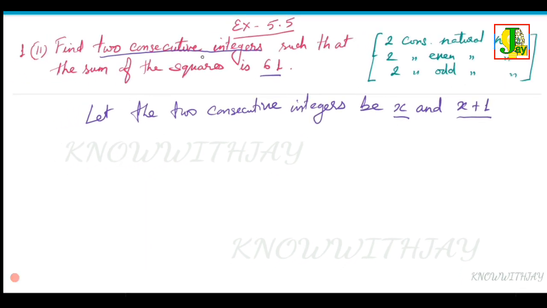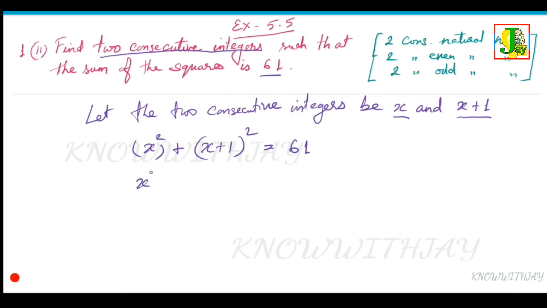Now let us proceed with the given condition that the sum of these squares is 61. So I have to take the sum of what? Squares of those two numbers. So x square plus (x plus 1) whole square. Now you need to understand the language of the question. You have to add the squares of those two numbers and you would get 61. Now you have to just solve it.